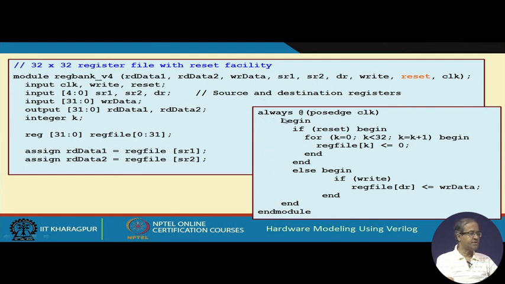This is synchronous. So, whenever there is a clock, you first check whether reset is active or not. If reset is active, then in a for loop you go from k equal to 0 up to k equal to 31 and initialize all reg file k's to zeros. So, all the registers are initialized to 0. But if reset is not active, you come to the else part, you see if write is active or not. If write is active, then you write this data into reg file DR, right. So, this is how it works.